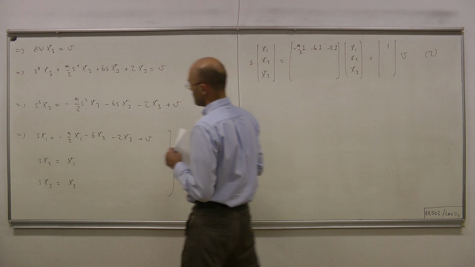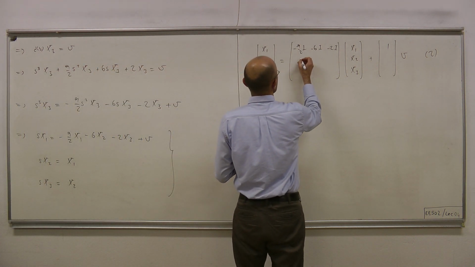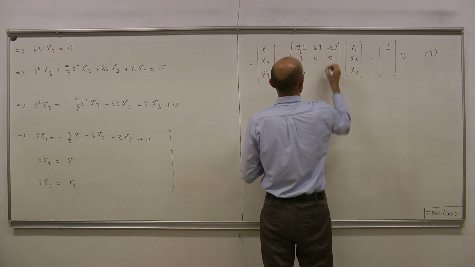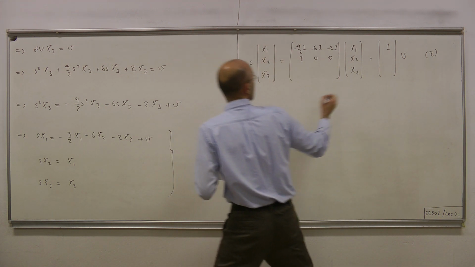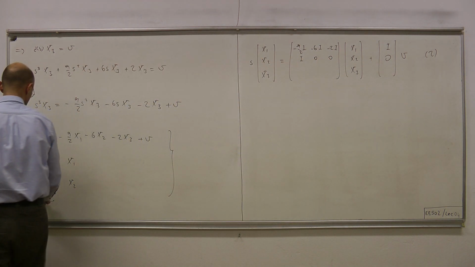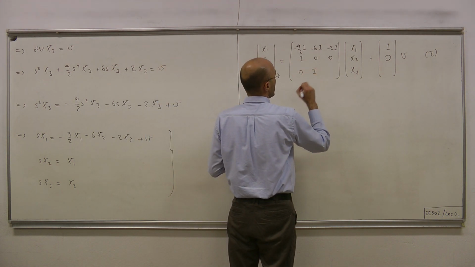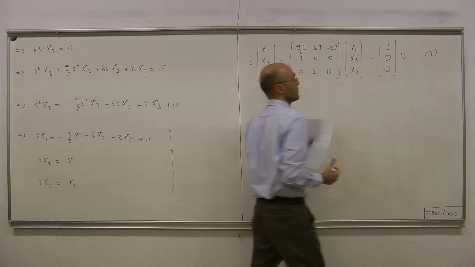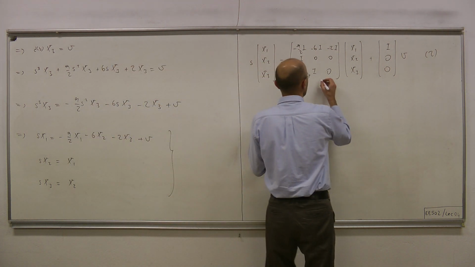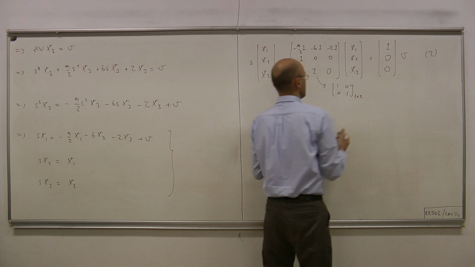Likewise, we have s x2 equals x1. So that means here we have an identity matrix, 0, 0. And this 0 is the zero matrix. And finally, we have s x3, which is x2. So that means 0, identity, 0, and 0. Okay, this identity matrix is the 2 by 2 identity matrix.